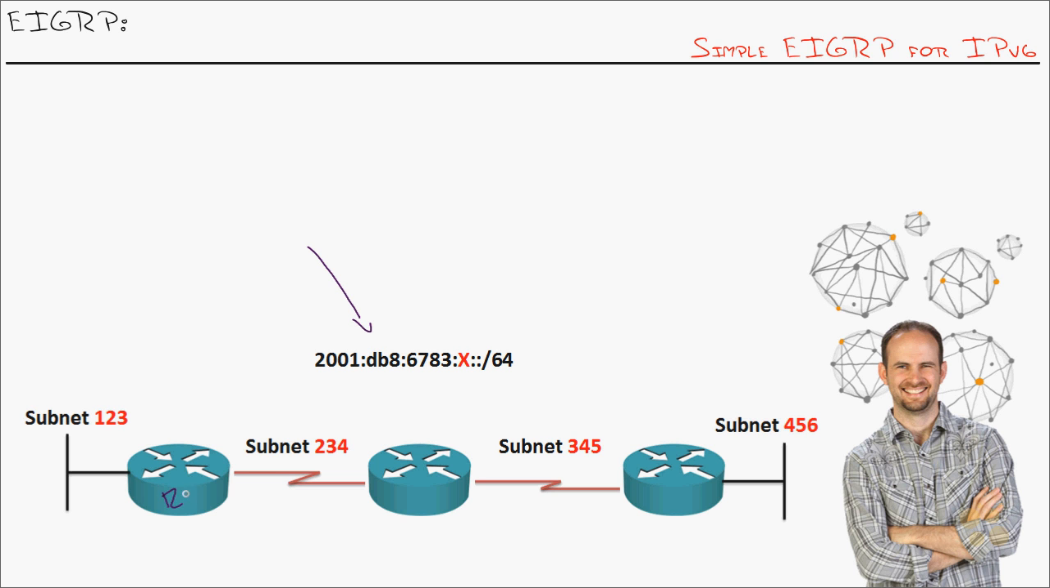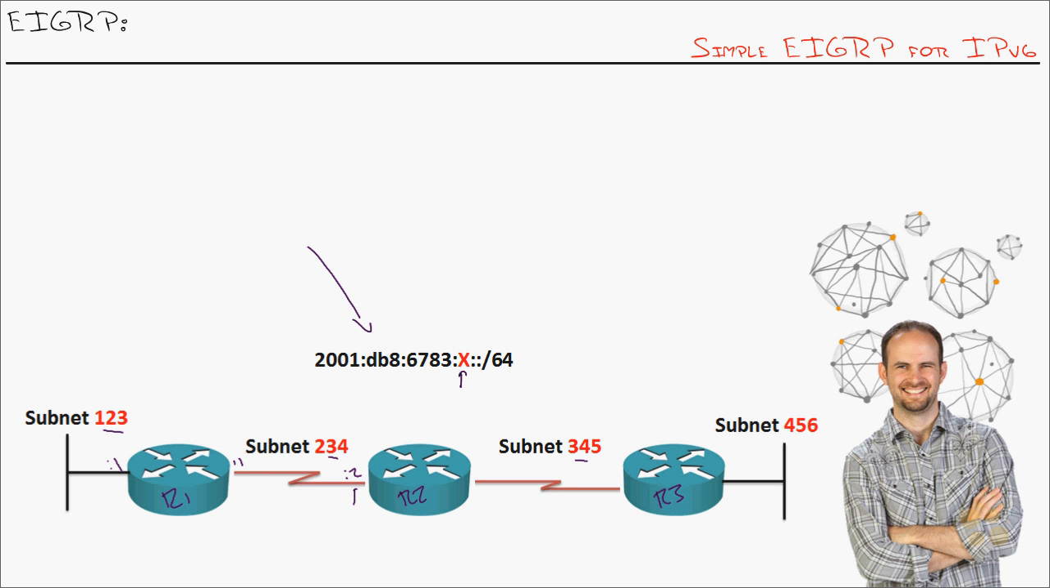Three routers, let's name them router 1, router 2, router 3. We've got subnets 123, 234, 345, etc. That's going to be the X here. I've assigned the address ::1 and ::2 to the interfaces. So for instance, this one would be 2001:DB8:6783:234::2 on the interface that it's communicating on.